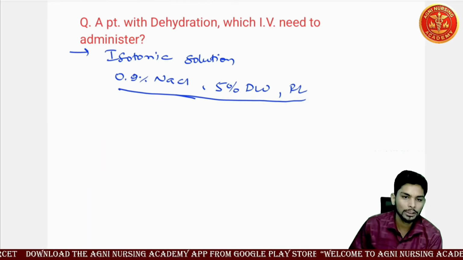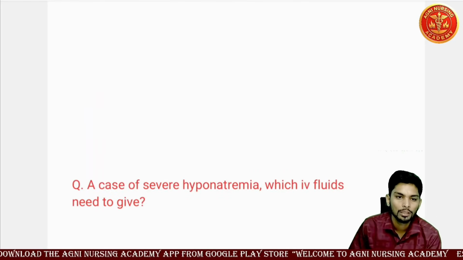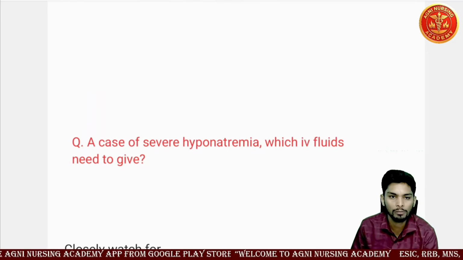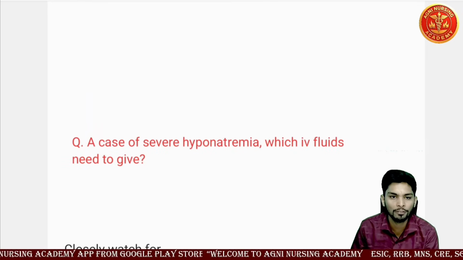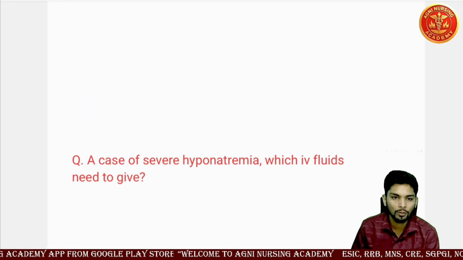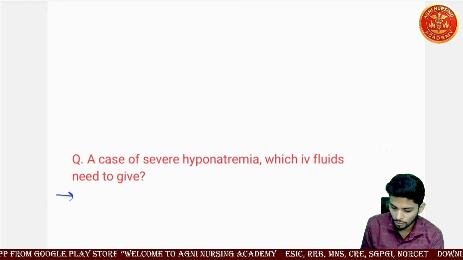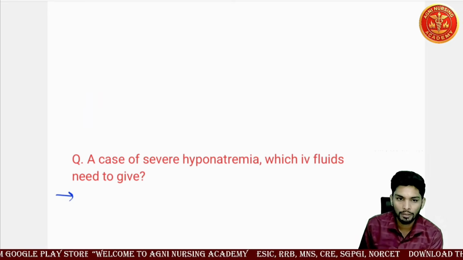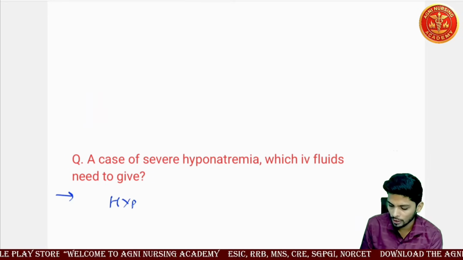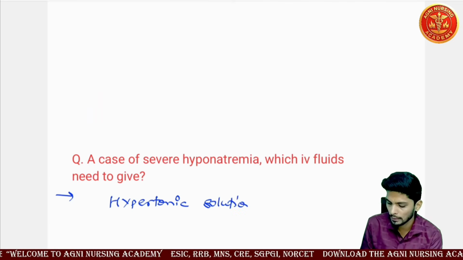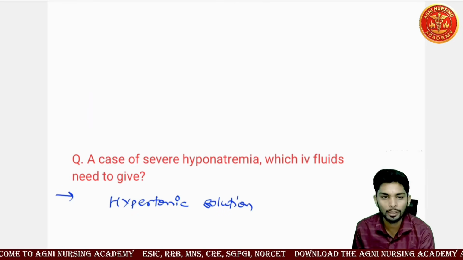Second question, a case of severe hyponatremia. Which IV fluid do we need to give for this patient? Okay, so I already told you, in case of hyponatremia, we will give hypertonic solution. Hypertonic solution we will provide.